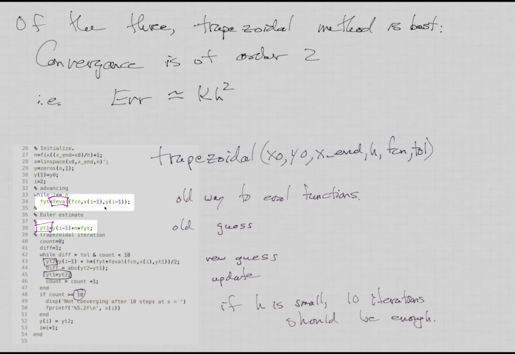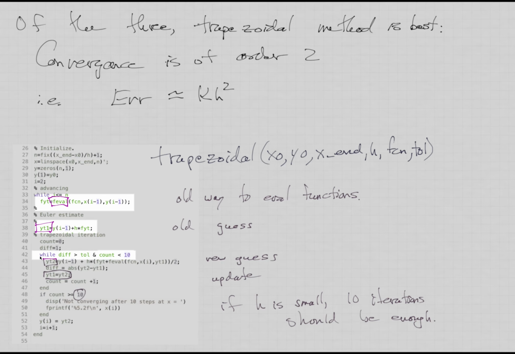So he uses that to get the first iteration, and then he goes through a loop. He says while the difference is greater than the tolerance and the count is less than 10. Like I said, he's willing to do up to 10 iterations in order to try to find a solution. And he'll break the loop as soon as the actual difference, the error in the equation, is less than or equal to the given tolerance, right?